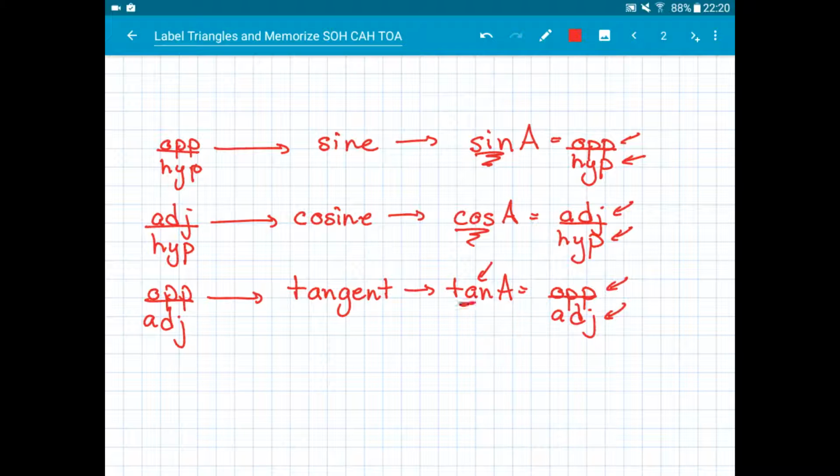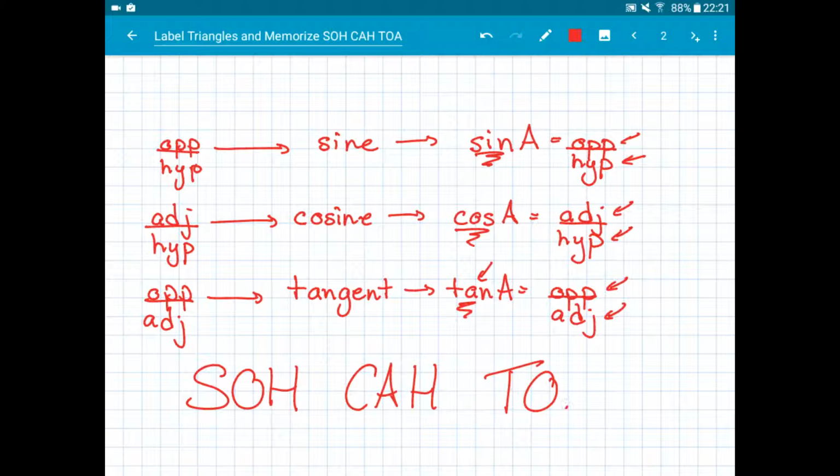And so the way that we memorize this oftentimes is we just write SOH CAH TOA. So the sine is opposite over hypotenuse. The cosine is adjacent over hypotenuse. The tangent is opposite over adjacent. So wherever you have the slash, that's over.